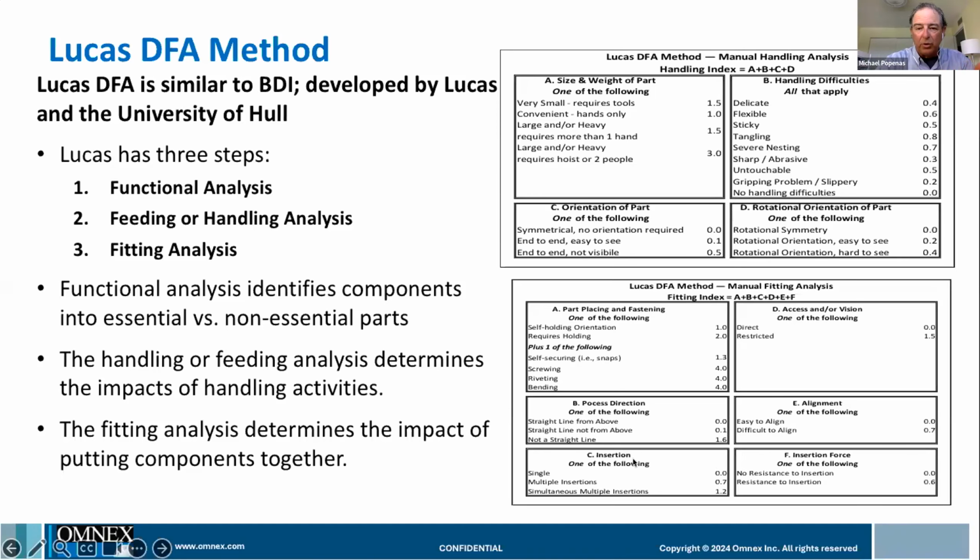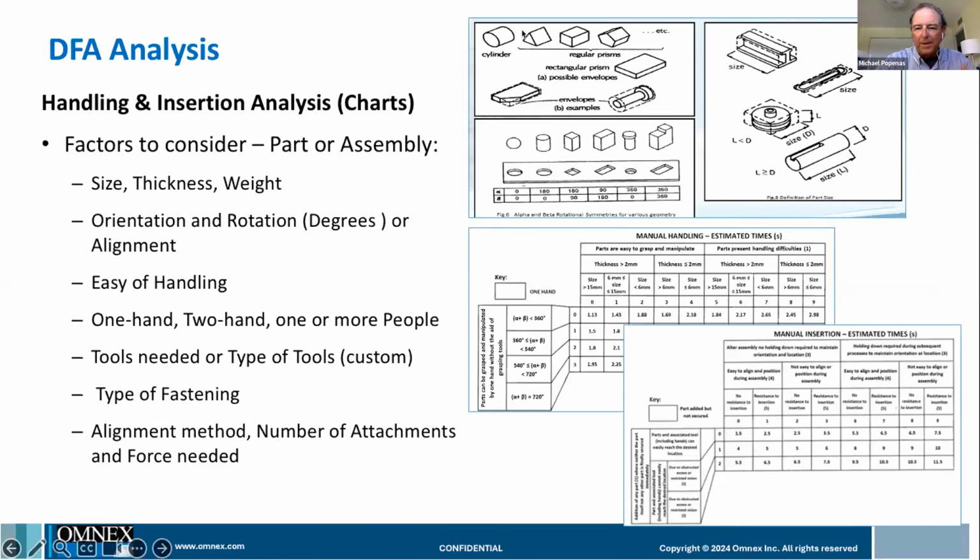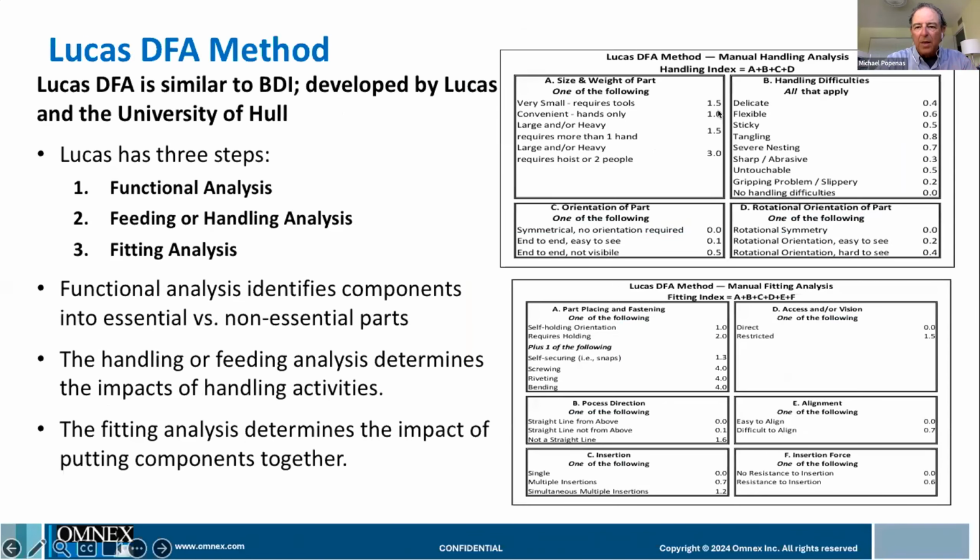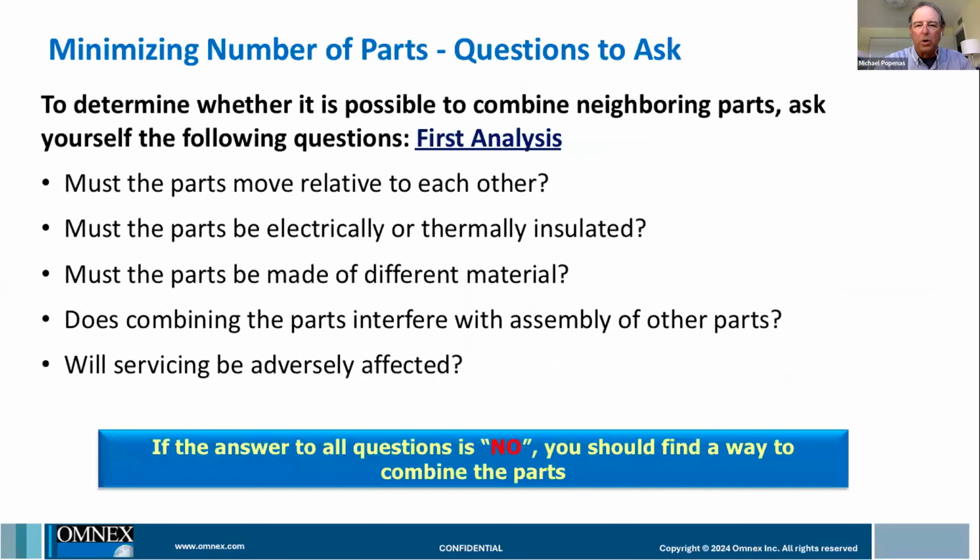And I've worked with groups where, for the Boothroyd Dewhurst, companies will put their own times in these time slots. And with Lucas, they'll put their own relative levels of difficulty for the differences in these orientations and the differences in the assembly methods. They'll use their own numbers, if you will. Works pretty well. So when we're talking about minimizing the number of parts, there are 5 good questions to ask.